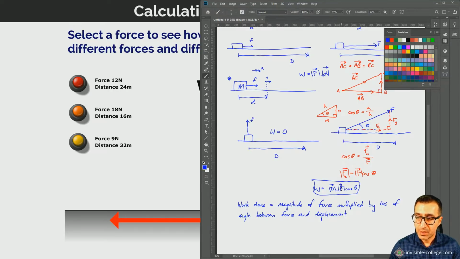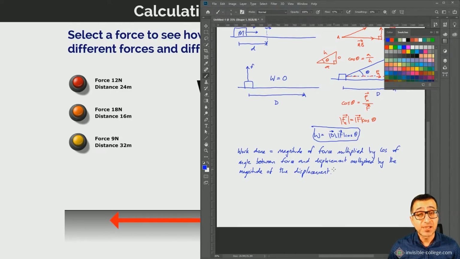So that's F bar, or the magnitude of F, multiplied by the cosine of the angle between the displacement and the force. So the magnitude of the force multiplied by the cosine of the angle between the force and the displacement multiplied by the magnitude of the displacement. So this is for any situation.